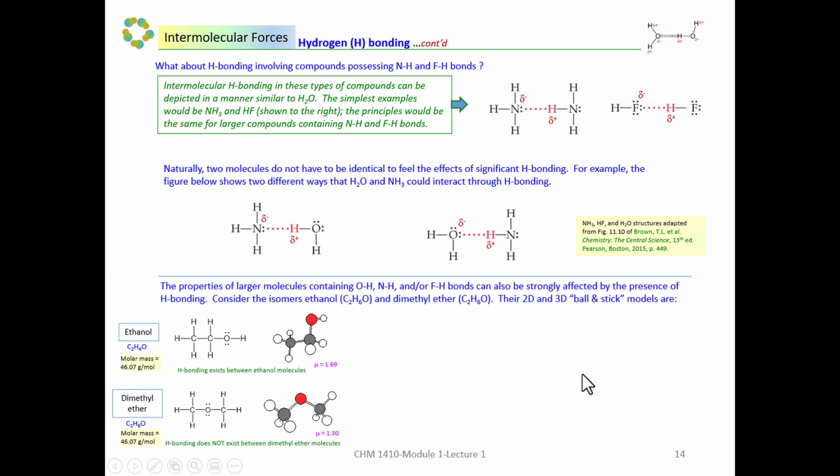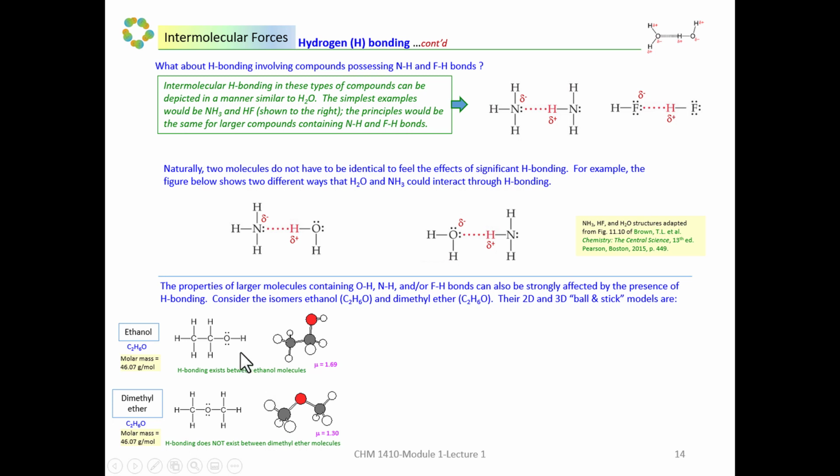Now, the properties of larger molecules than these, containing OH, NH, and or FH bonds, can also be strongly affected by the presence of hydrogen bonding. Consider the isomers ethanol and dimethyl ether. Remember, they're isomers because they have identical molar masses but different structures. Now, these aren't massively large molecules, but they are larger than our initial examples. What I want to point out here is that ethanol is capable of hydrogen bonding to other ethanols. Dimethyl ether is not capable of hydrogen bonding to other dimethyl ethers because there's no OH bond here. Here there is. Here are ball and stick models and dipole moment values for each.